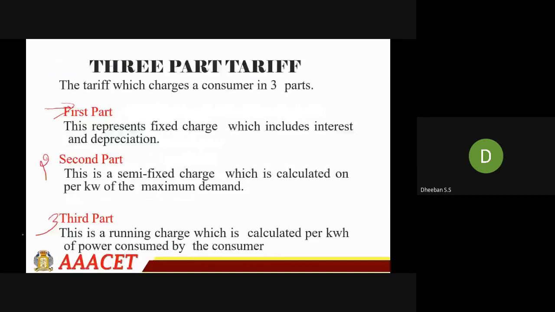Next is the three-part tariff. It is the tariff which charges a consumer in three parts. On the first part, it represents a fixed charge, which includes the interest and depreciation. Second part will be semi-fixed, which depends upon the maximum demand. And the third part is about your standing charge. So these are the three parts of the tariff.